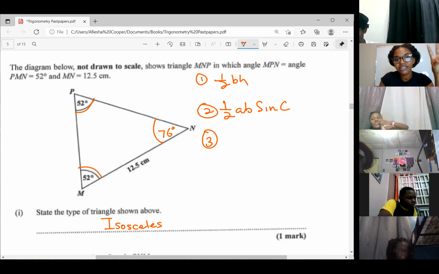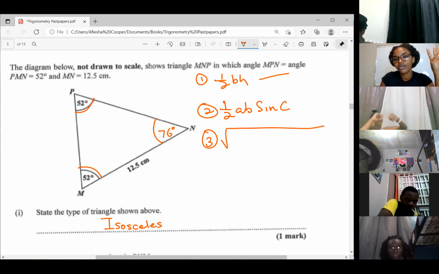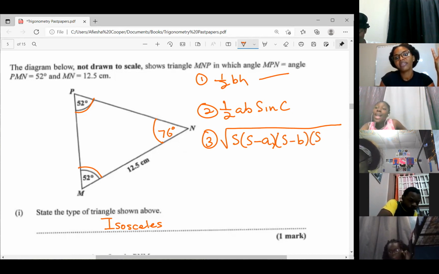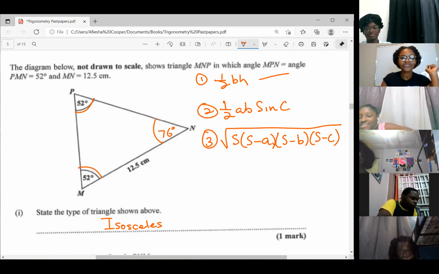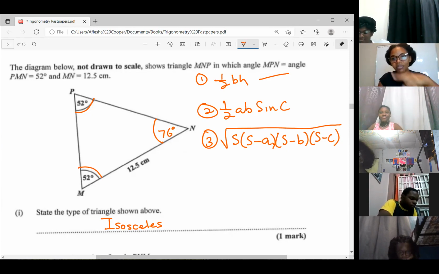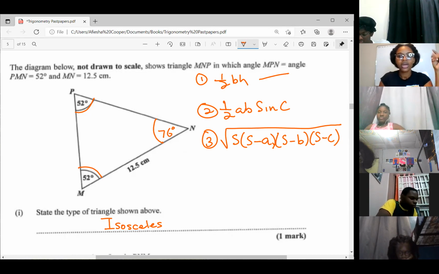The first is if you have a base and a height. The second is if you have 2 lines and an angle in between. The third way is if you have 3 lines, which is the square root of the semiperimeter times the semiperimeter minus side 1 times the semiperimeter minus side 2 times the semiperimeter minus side 3. Easy once you add the 3 lines, right? How to work out the semiperimeter? We add up the 3 lines and divide it by 2, right?